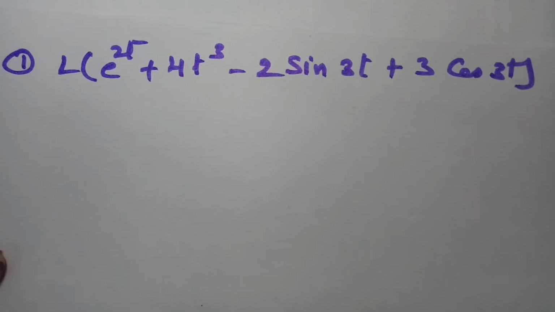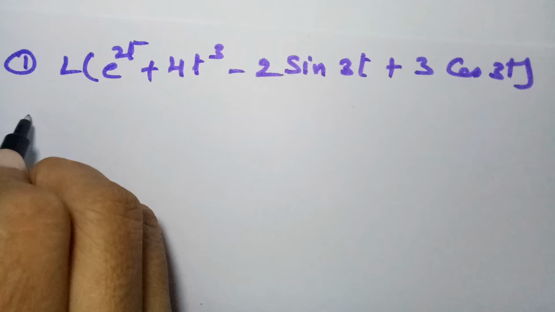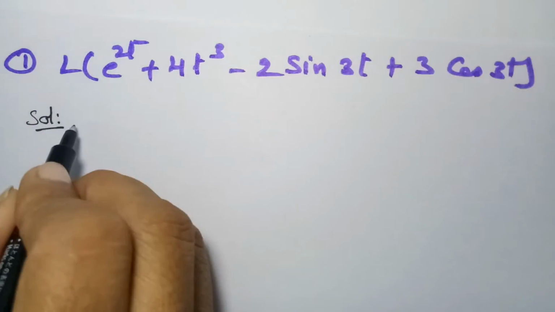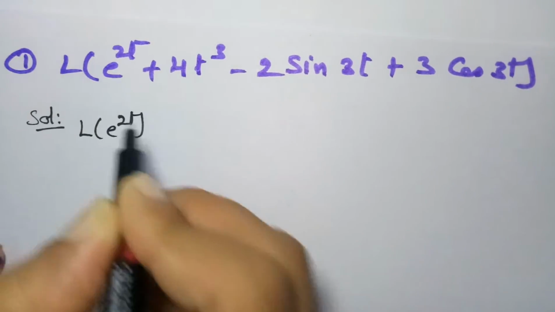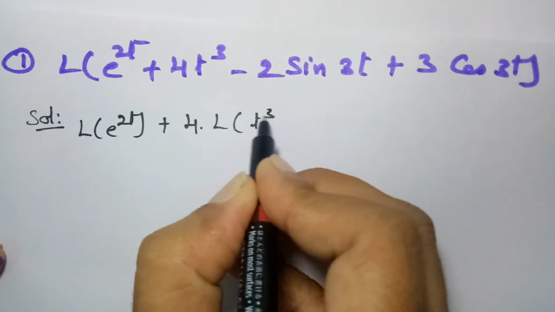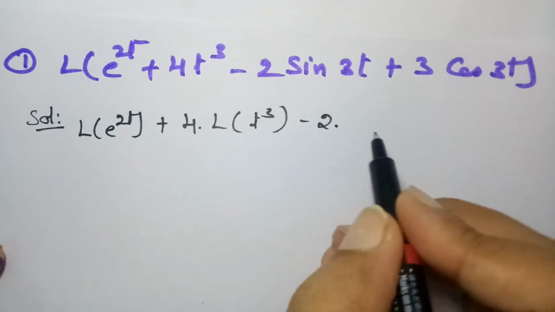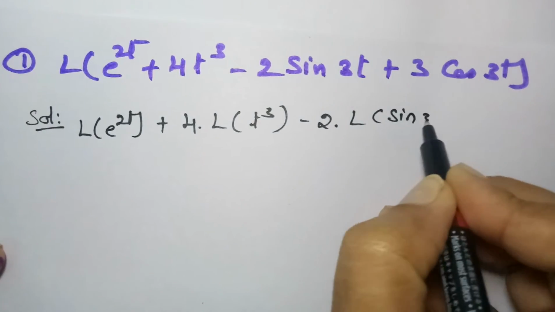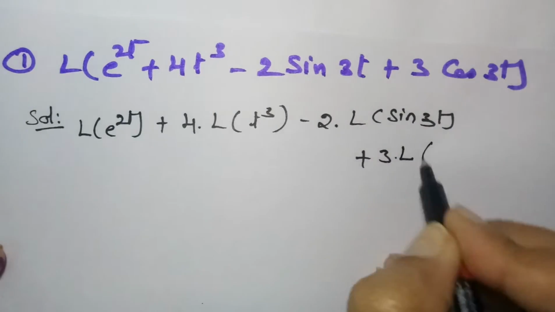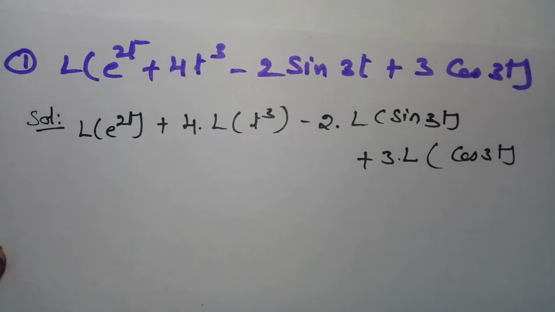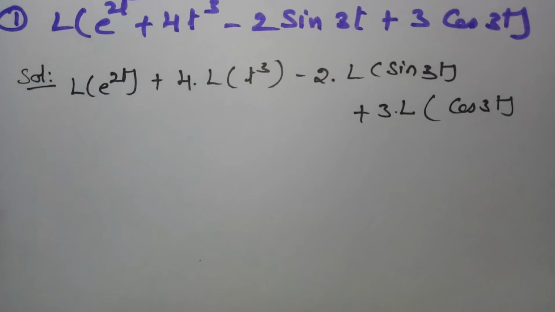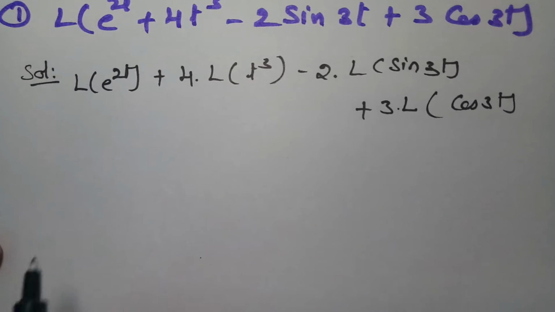See here, L means Laplace transformation. The solution I have to find out. So I have to split each and every term here. That is Laplace transformation of e power 2t plus 4, it's constant, I am leaving out, and Laplace transformation of t cube minus 2, it's constant, Laplace transformation of sin 3t plus 3, it's a constant here, and again Laplace transformation of cos 3t. I am giving Laplace to each and every term. For Laplace transformation, I have shown you so many problems.